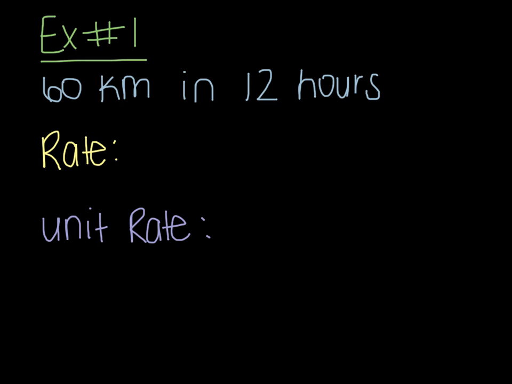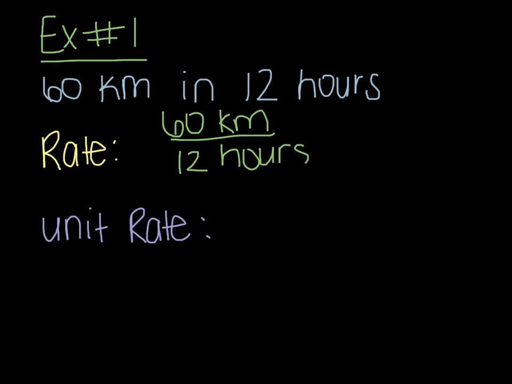So for example number 1, we have 60 kilometers in 12 hours. So our rate is 60 kilometers in 12 hours. All I did was take the numbers I had and place them into a fractional form. Okay? And the 60 kilometers showed up first, so I put that on top.